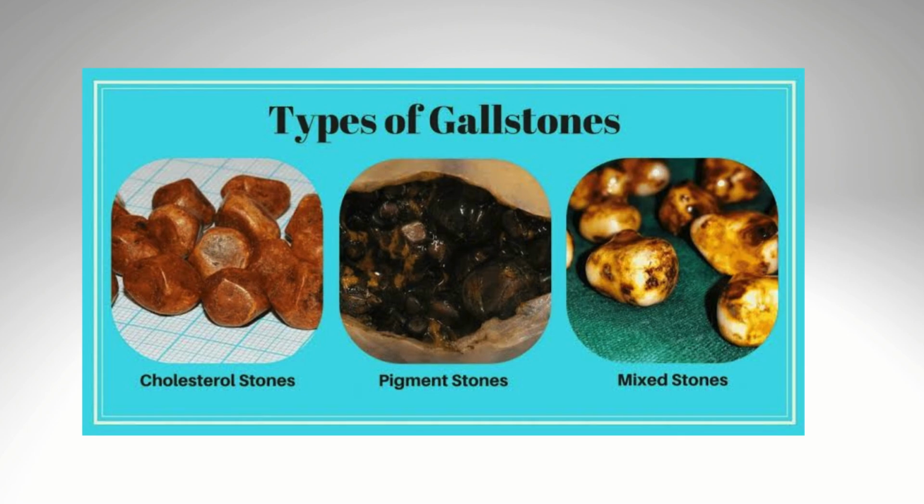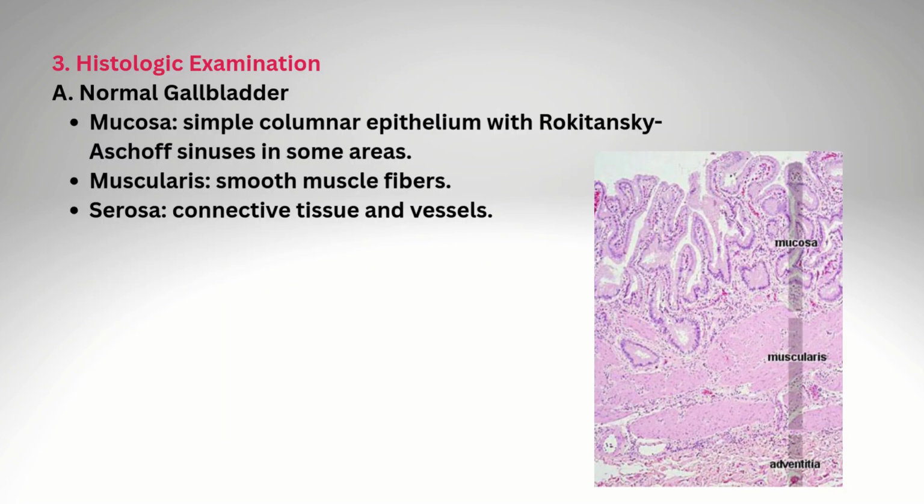So gallstones are of three types: cholesterol, pigment, and mixed stones. Do note the type of stones and mention it.